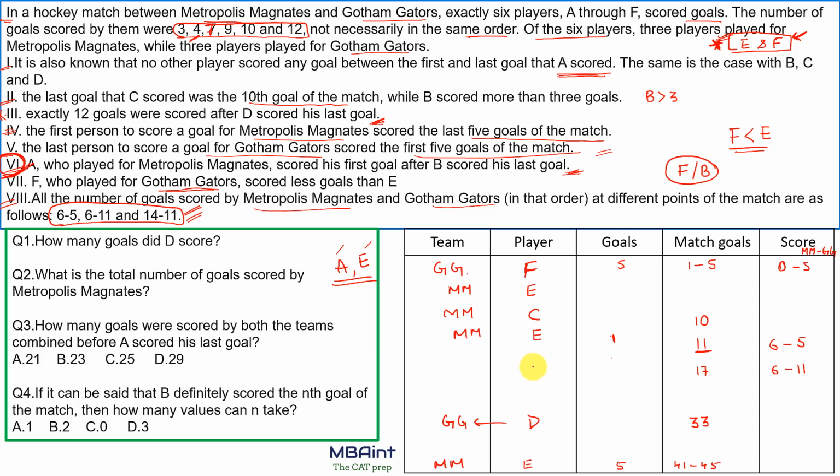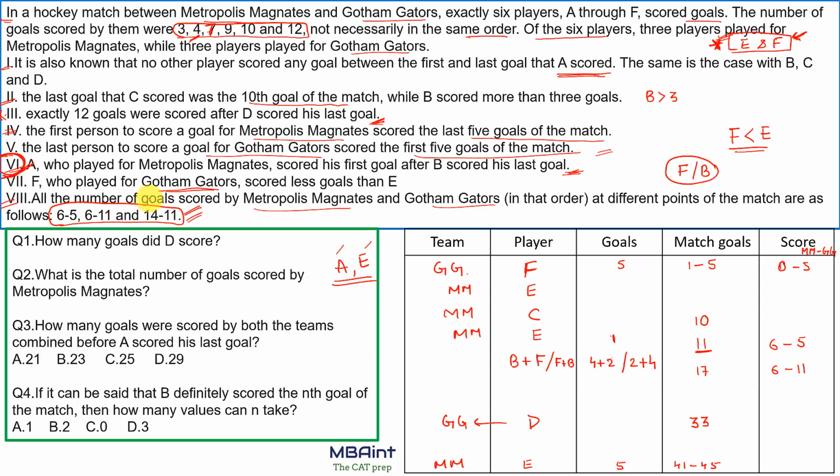So 4 goals by B and the remaining 2 by F. So 4 plus 2. Now it can be in any other order, that is F plus B. If that is the case, it would be 2 plus 4, right? Hope this makes sense.